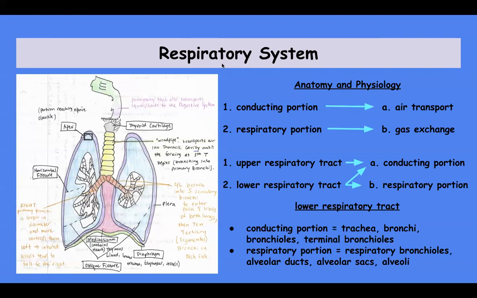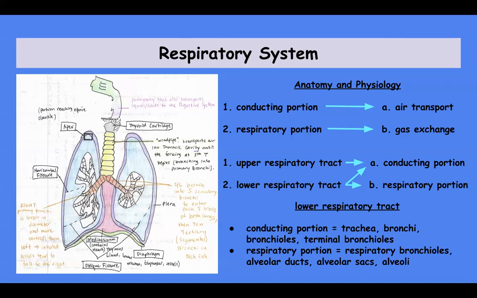And you guys were absolutely correct. So the conducting portion is responsible for air transport. So simply the movement of air from the atmosphere to inside our bodies, to our lungs. That is air transport. The respiratory portion, right, is responsible for gas exchange.